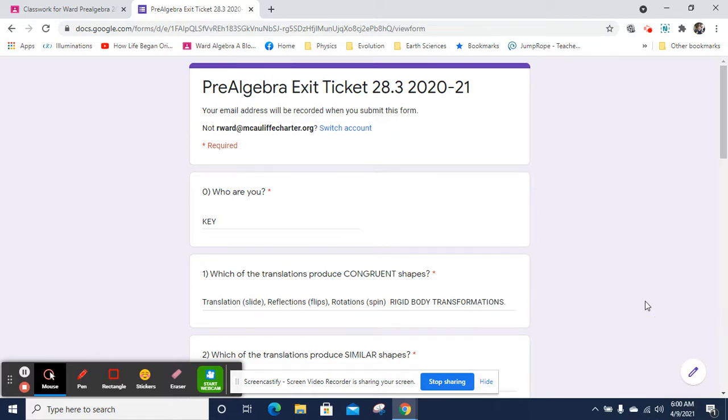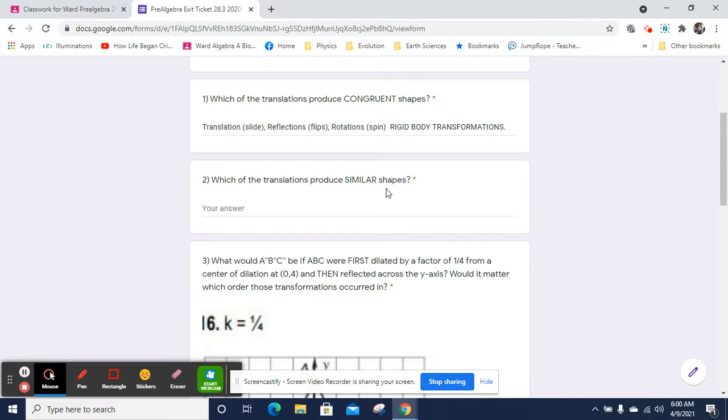Now how about the ones that produce similar shapes? Well, those would be the non-rigid transformation, I should say. And this is the dilation. That's a shrink or enlargement.